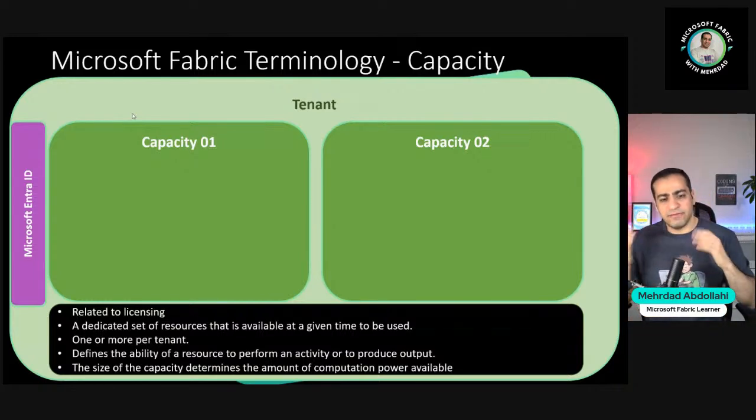And we can have one or more than one capacities in a tenant, and basically the capacity is defining the ability of the resources to perform a task for processing the data and creating an output of the data. And of course, the size of that capacity basically is showing how powerful that capacity is, how powerful that tenant is in terms of the processing of the data.